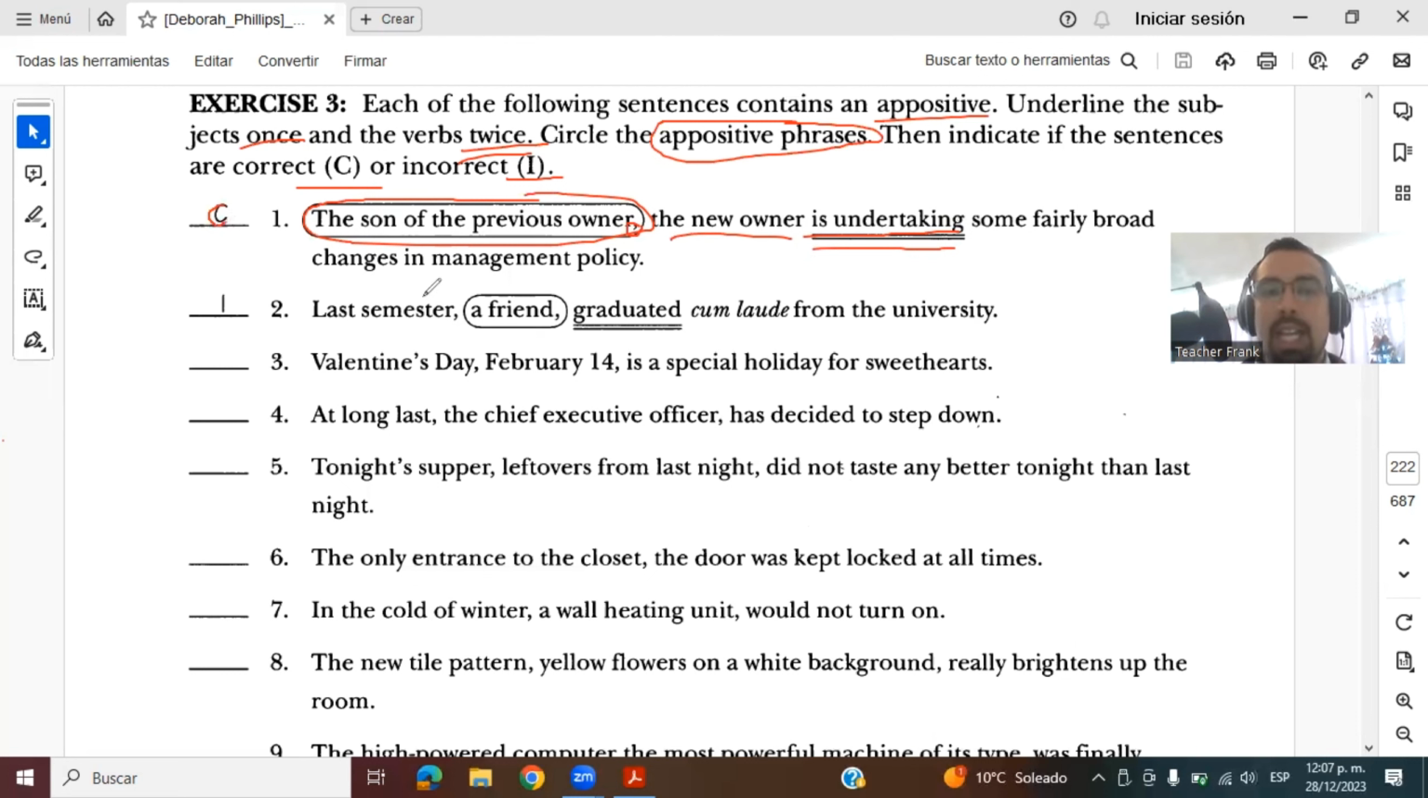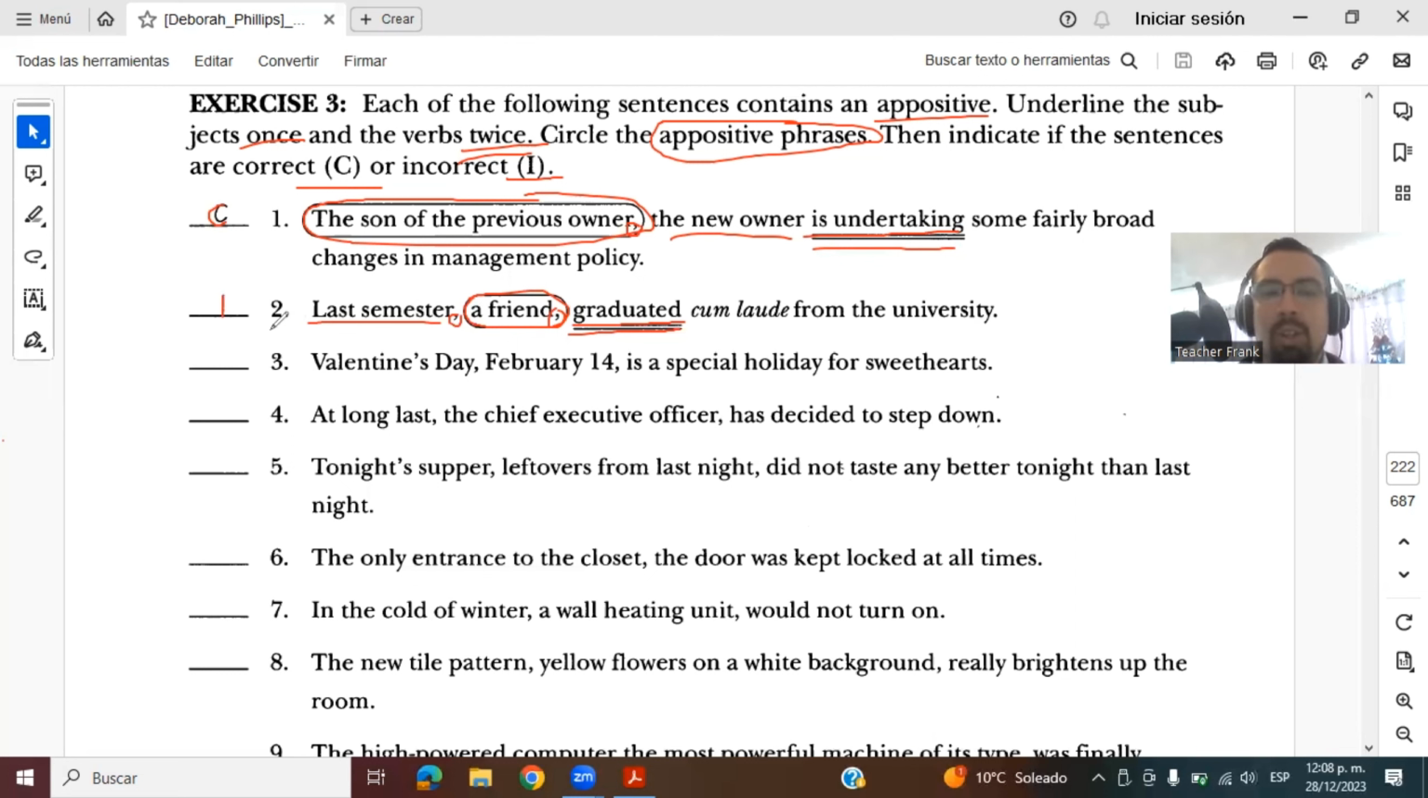Now, number two says, "Last semester, a friend, graduated cum laude from the university." Cum laude is with honors, or when you get very good grades. Graduated is my verb, and a friend could be a subject, but since it's between commas, it is my appositive, right? It's not my subject, so I need a subject that's similar to a friend. Last semester is not the same as a friend, so that's just an adverb, right? A complement. So it is incorrect, okay?